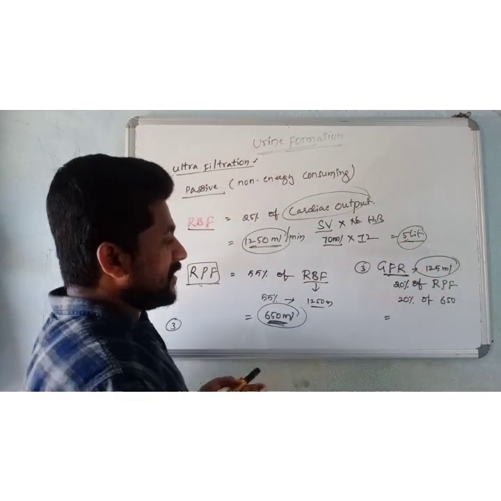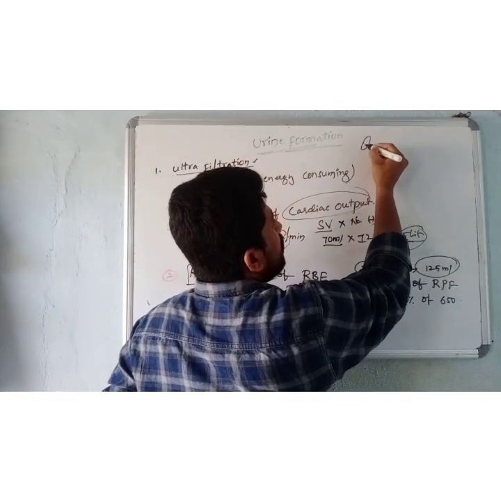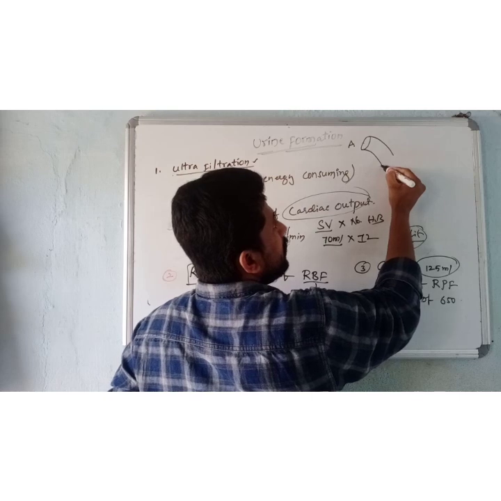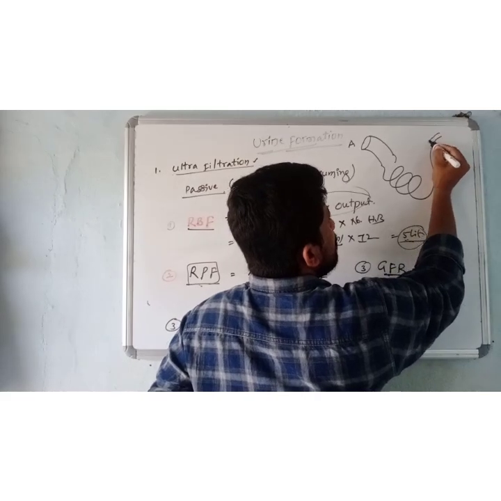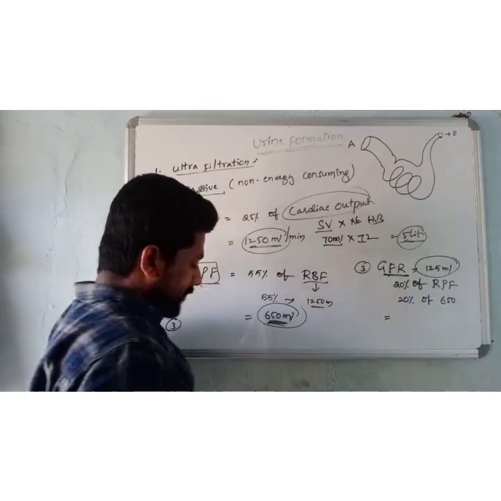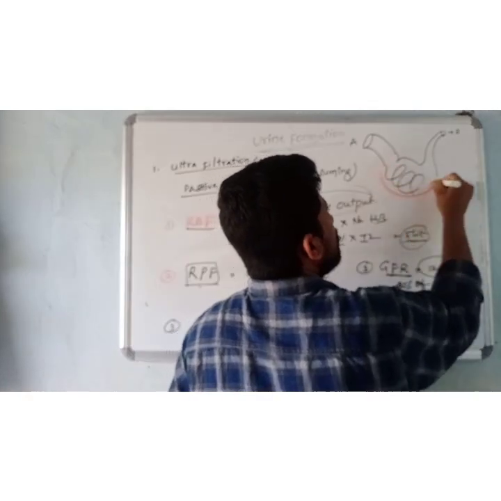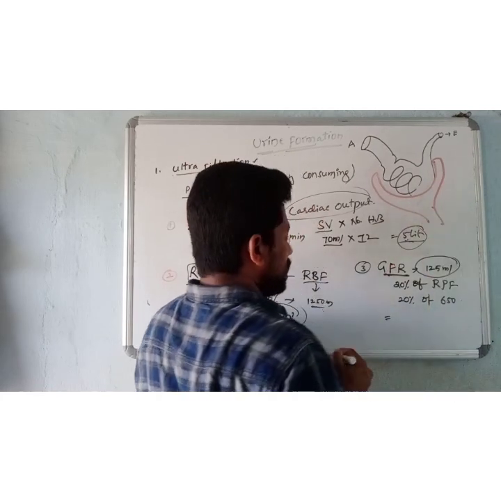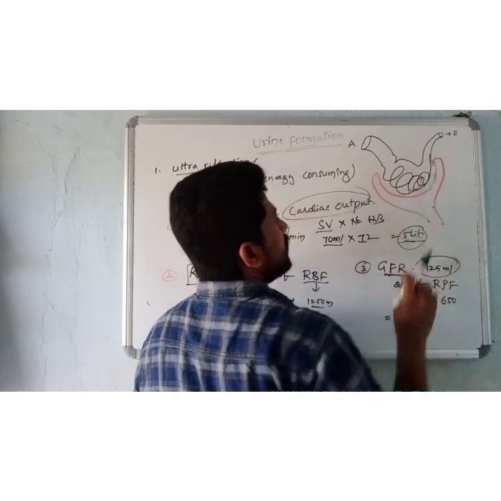So, see here the diagrammatic representation. This is the efferent arteriole, which splits into the glomerulus. This is the efferent arteriole. Okay, let's see here.